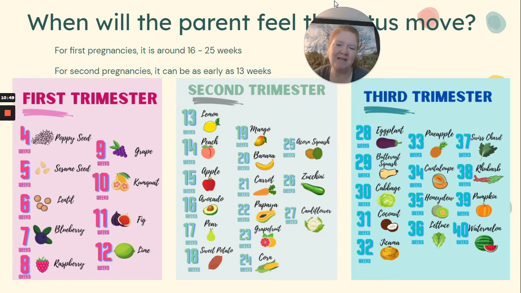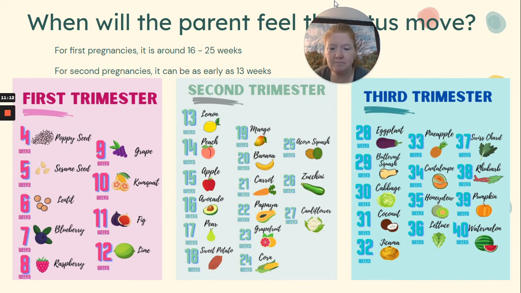So here's just a size comparison if you're interested in how big the developing fetus typically is around these weeks in pregnancy. So at 4 weeks, poppy seed, tiny. But by the end of the first trimester, about the size of a lime. Okay, so that is a lot of growth if you consider the number of times larger a lime is.